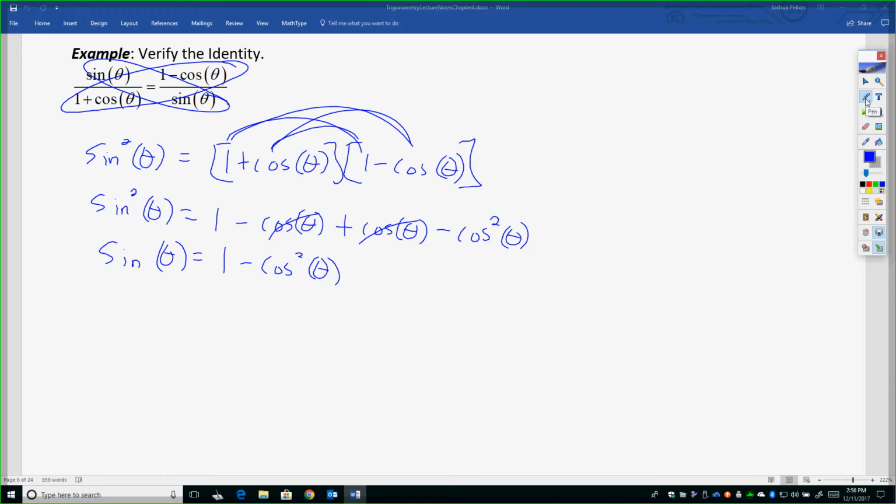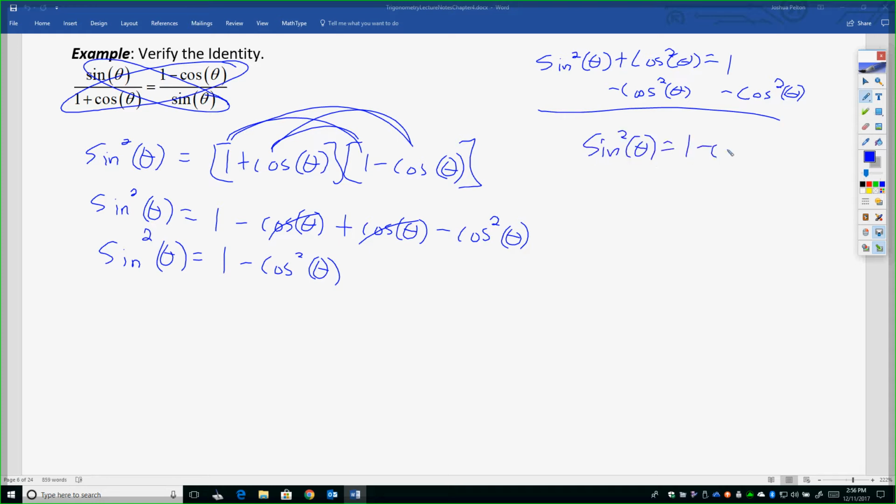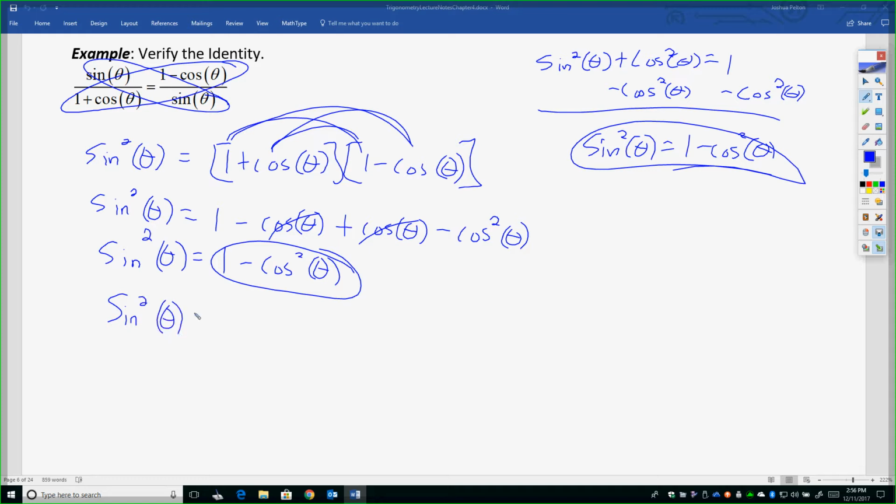Okay, so we're almost there. What I remember is the Pythagorean identity says sine squared plus cosine squared is 1. And if I subtract the cosine squared, I'm left with sine squared of theta equals 1 minus cosine squared of theta. So this is sine squared, based on the Pythagorean identity. So sine squared is sine squared. We've proved it. All right, pause the video and try the student problem.